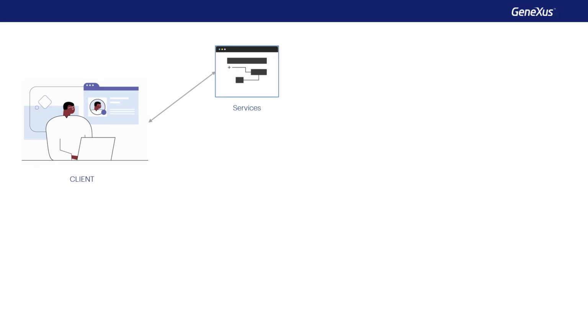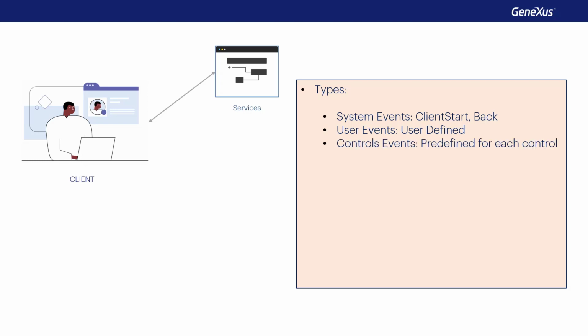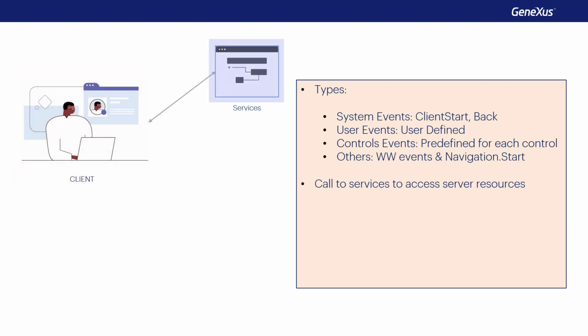Now, let's see client-side events. These events are the application's response to user interaction. There are several types of client events: system events, such as client start and back, user events, on-screen control events, and others that we'll see next. The code associated with these events is executed in the client, unless access to a server resource is requested. For example, if you want to access the database. In this case, the client will have to invoke a server service.